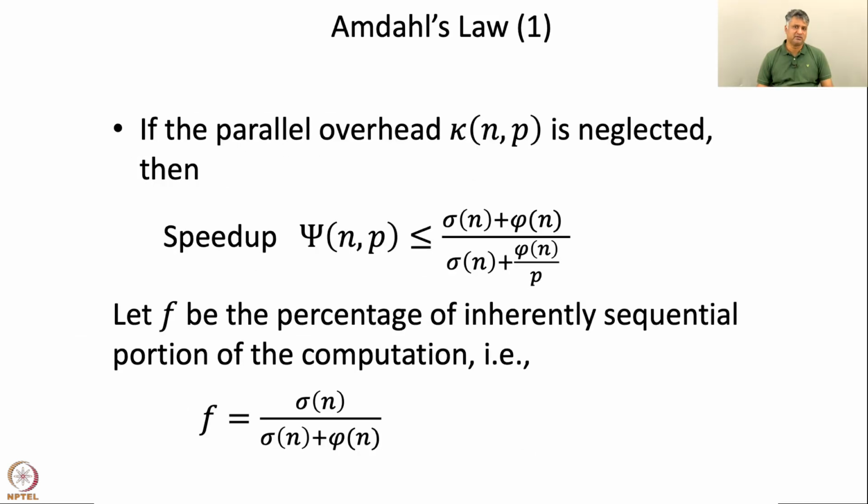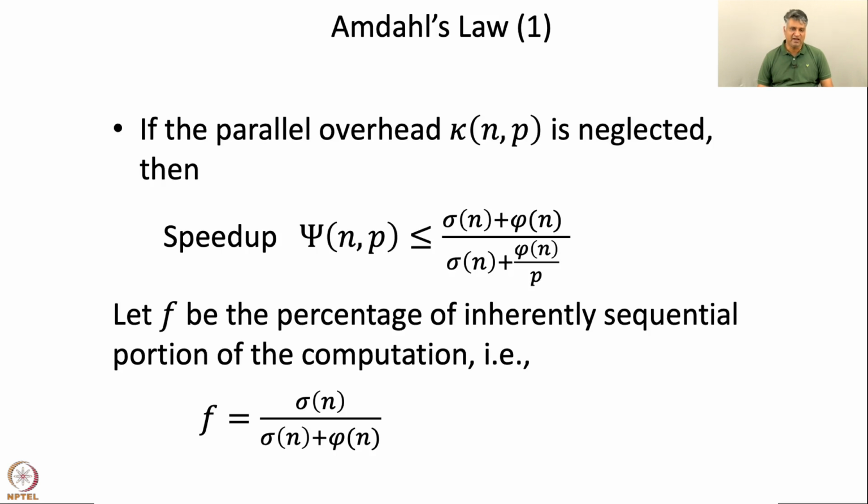We now revisit Amdahl's law. We say if the parallel overhead kappa n comma p is neglected, so this is another assumption that we are making. We're saying that all this parallel overhead, which usually comes up practically in terms of the cost of communication, the cost of setting up all the parallel communication, etc., is neglected. We say the speed up is now at most sigma n plus psi n over sigma n plus psi n by p.